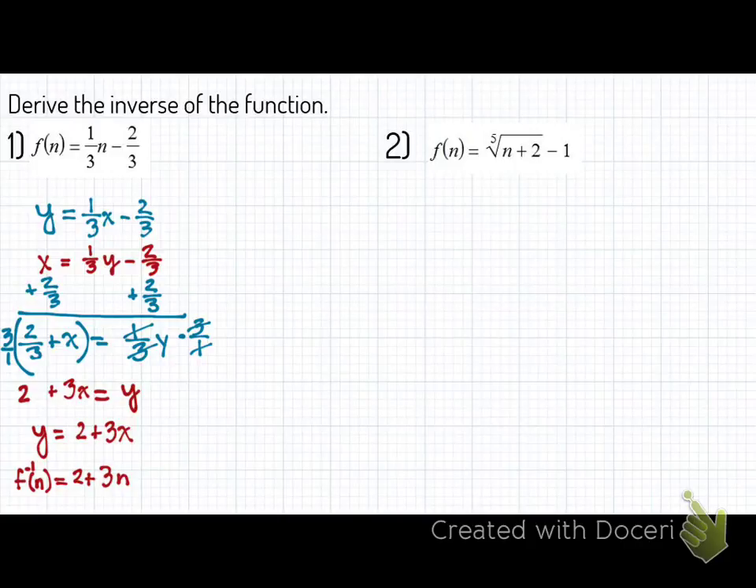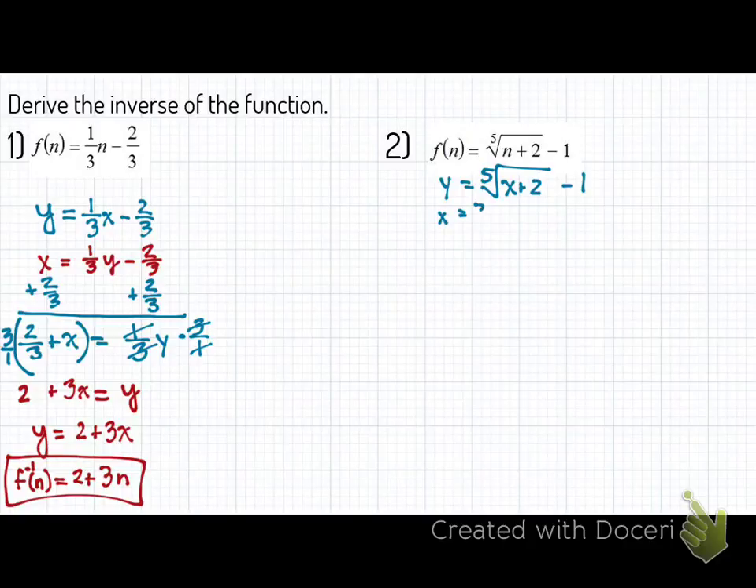We got f of n is equal to the 5th root of n plus 2 all minus 1. So watch this. I'm going to change my f of n to a y, and then I'm going to change my n to an x. Okay? That's the first step, just so it makes sense to me in my mind. Second step, I'm going to get the inverse now. I'm going to change my x to a y and y to an x. Okay? So we're going to change this problem to the inverse. And just by doing that, this is already an inverse function.